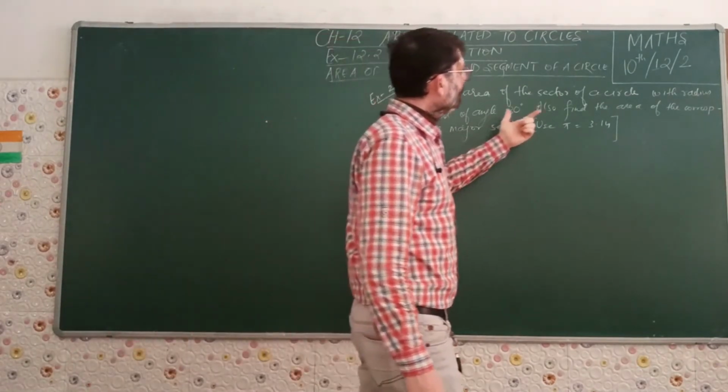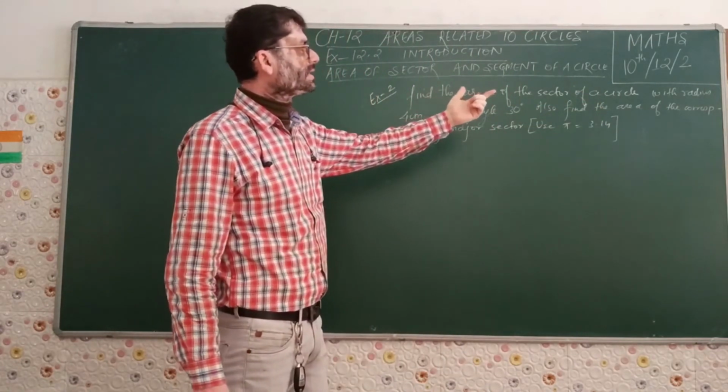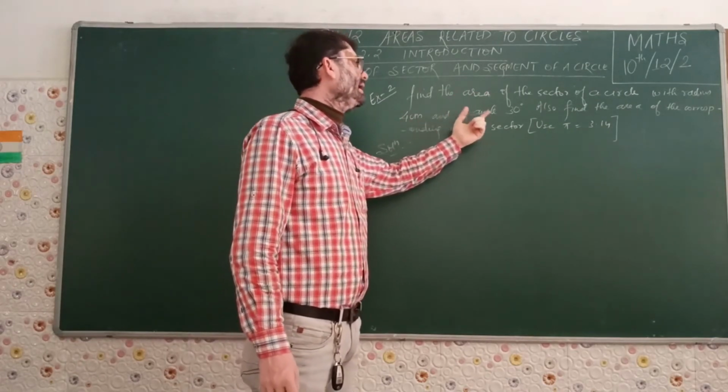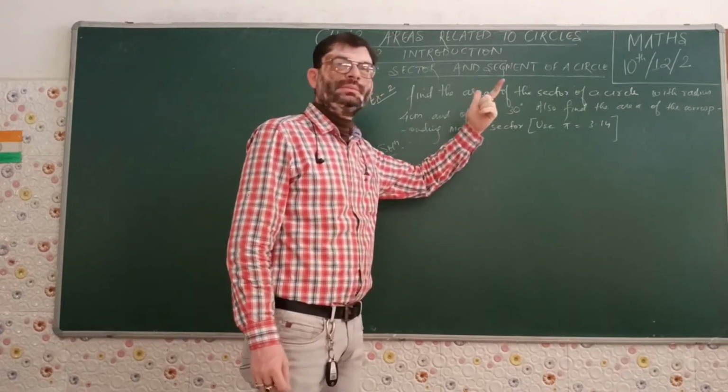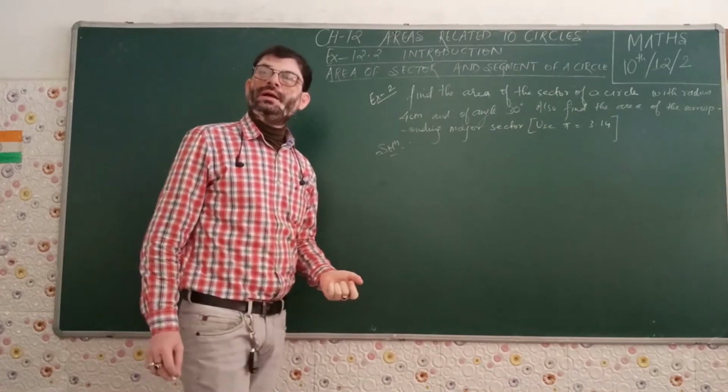Find the area of the sector of a circle. Find the area of the sector of a circle with radius 4 cm and of angle 30 degree. Here the angle 30 degree means the central angle. Also find the area of the corresponding major sector.